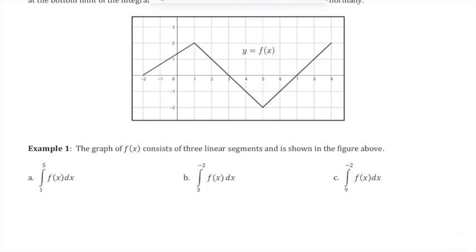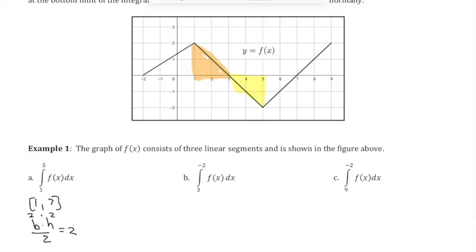So let's try this problem. For example, example 1a, if I want to find the integral from 1 to 5, just like we did in the first part, we're going to get these two areas. Now notice that we have two triangles. The first one is from 1 to 3. And if I do base times height divided by 2, in this case my base would be 2, my height is 2, and so this is going to be equal to 2.